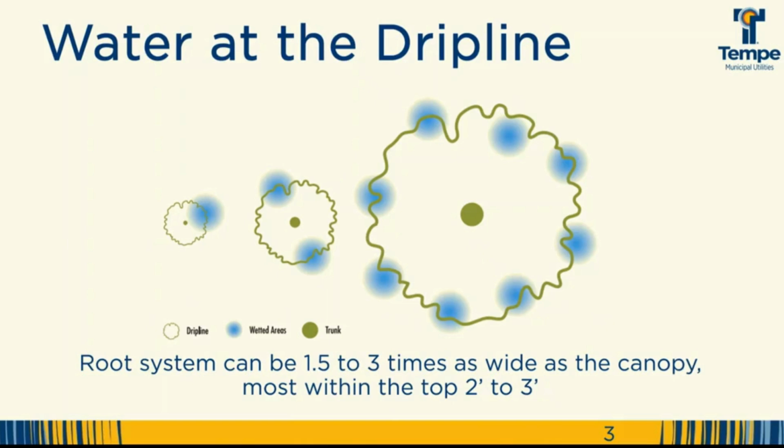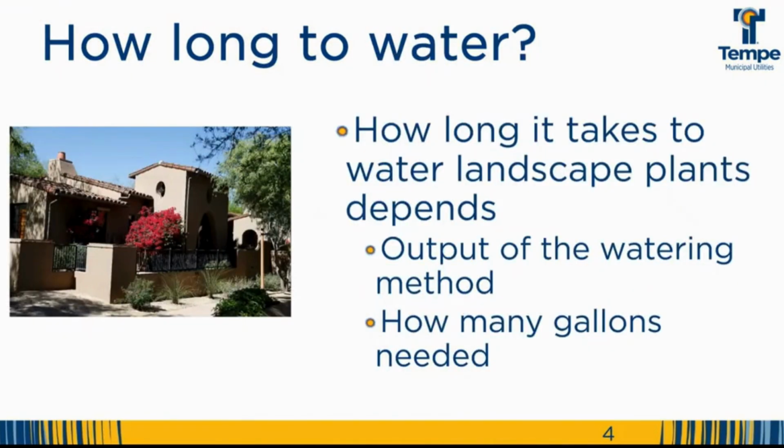So how long to water your landscape plant really depends on a couple things: the output of the watering method and how many gallons approximately are needed to wet the root zone of your plant. You want to do that every time you water. And by doing that, you can water less frequently and have healthier plants.